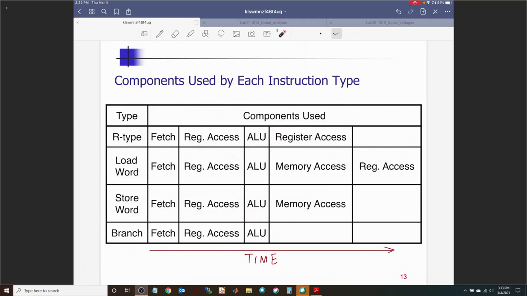As far as store word is concerned, instruction fetch, yes. Register access, yes. ALU for addition to get the target address, yes. Then just write to memory. So maybe I can do this: I'm reading here, I'm writing here. Don't need to do any register write here.